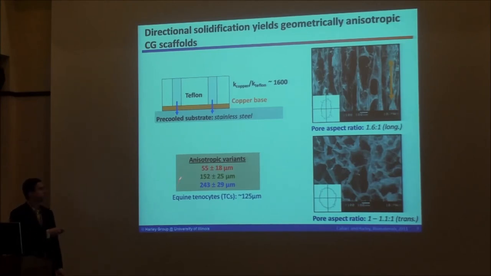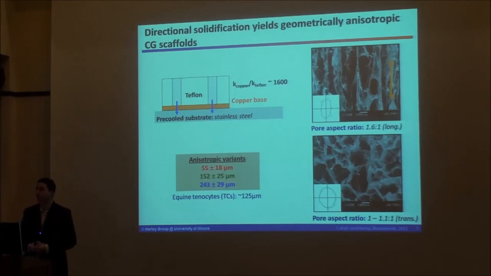And so for this particular study, we looked at a range from about 50 to 250 microns. And just to give you an idea, tenocytes, when they're stretched out in a native tendon, usually get to about 125 microns. So they can stretch out quite a bit, but we have a nice range of pore sizes that get, you know, smaller as well as larger than the cell size. And so just to quickly summarize some initial results that we got from this set of scaffolds, we were able to show that cells proliferated, they attached well, they did all that kind of stuff.